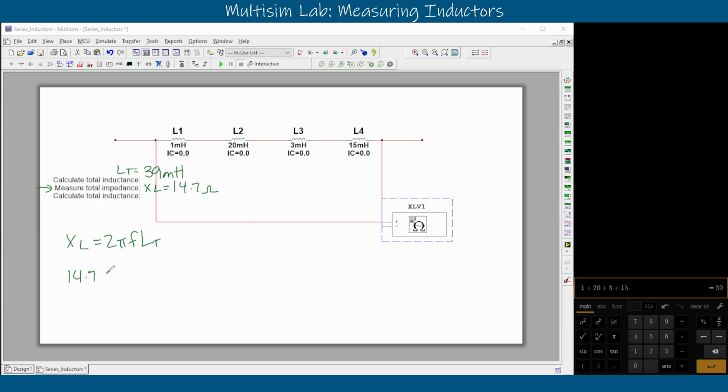It's 14.7, and that equals 2 pi. We know what our frequency is. Our meter put it in there, right? 60 hertz. And then we'll multiply that by our LT, which we don't actually know yet. We do know, but we're going to solve for it here and verify that it matches. So to do this, we want to reduce this so that LT is on one side. So we can divide by 2 pi times 60 on both sides.